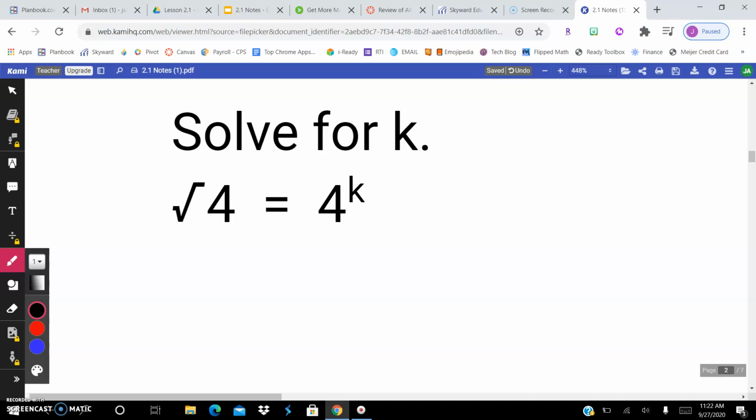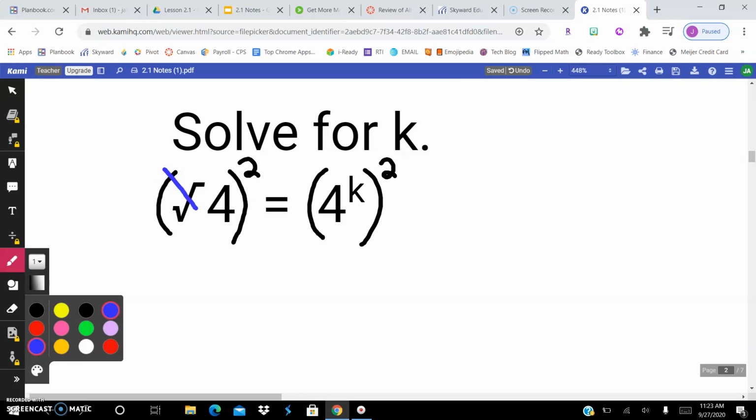So we have to cancel that square root sign out. In order to cancel a square root sign, we have to square it. And if we do it to one side, we have to do it to the other. So the square root sign and the square cancel each other out, and you're left with 4 here. And over here, that's the product of powers. We have a power to a power, so we're going to multiply them. So we have the 4, the base, and we have k times 2, or 2k.